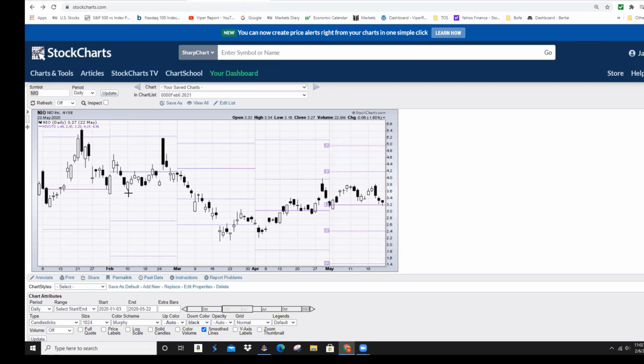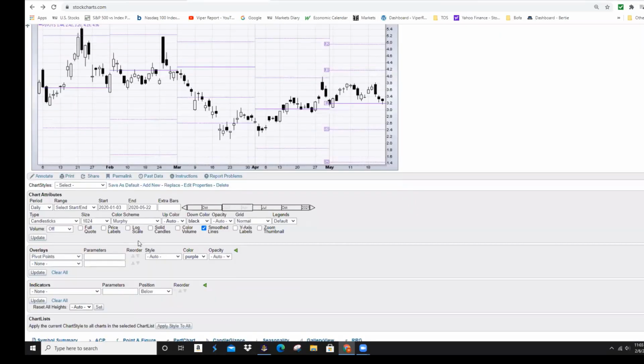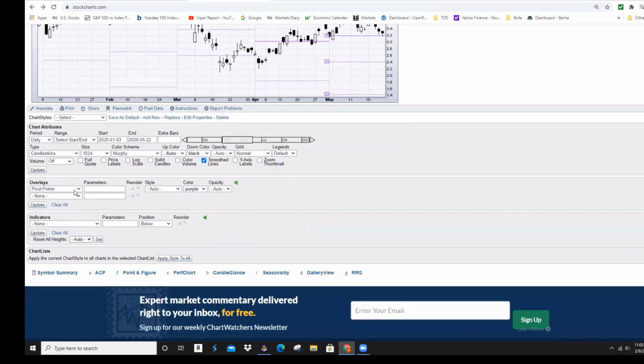Okay, for those of you who are not familiar with pivots or how to do them in StockCharts, a brief refresher. So this is a daily chart of NIO, a very hot stock this year. I'm sure many of you are familiar with it, and it has been some great trading examples. Put up a daily chart, and you go down here and you say pivot points. That's all you have to do. I selected them to be purple because that stands out pretty well.